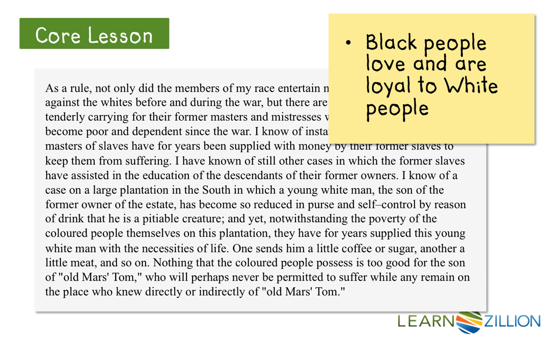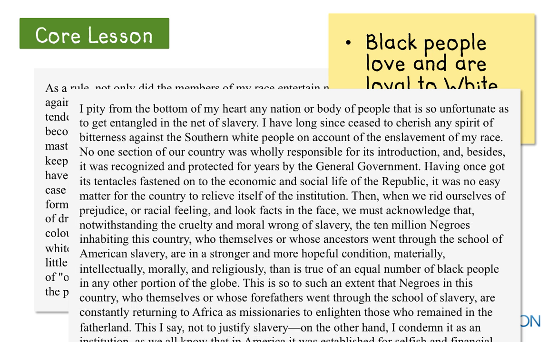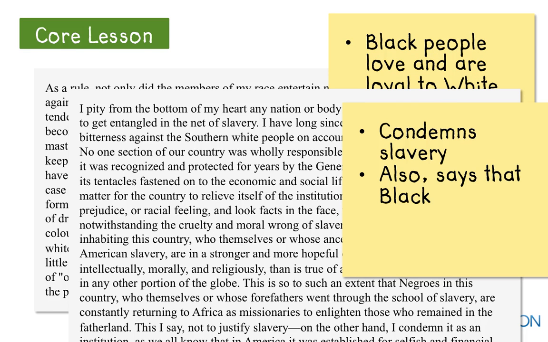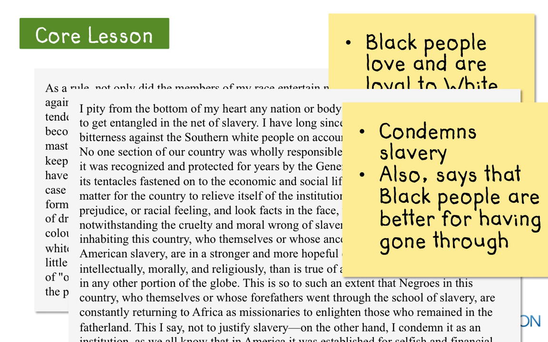The second passage that I've picked out begins with the phrase, "I pity from the bottom of my heart any nation or body of people," and in this passage, Washington goes on to condemn slavery. But he also goes on to say that black people are better for having gone through slavery. So again, I'll jot down those notes on a yellow sticky note. So now I've got a summary on each of these sticky notes of the two different passages.